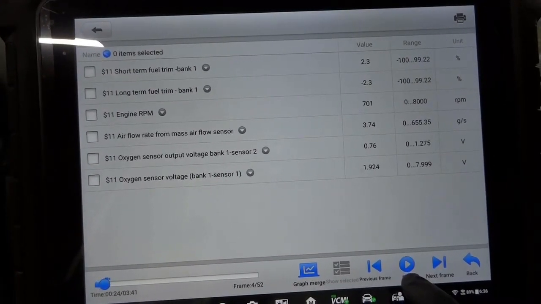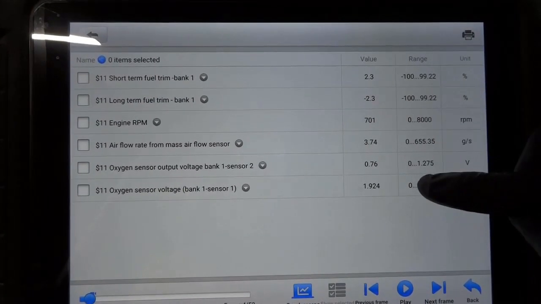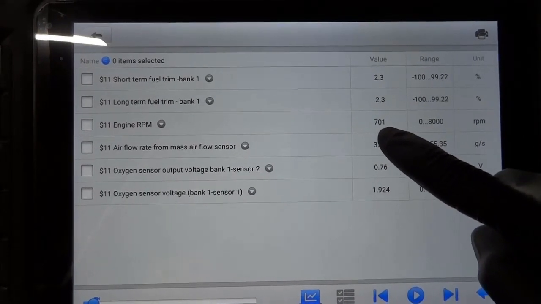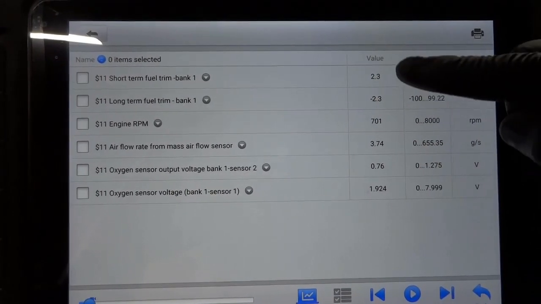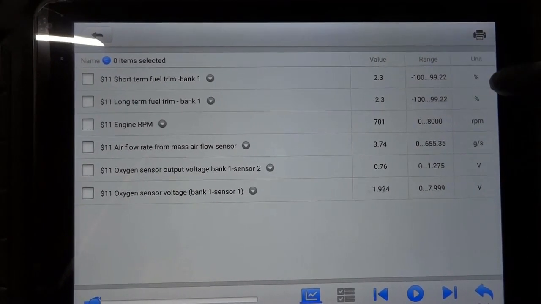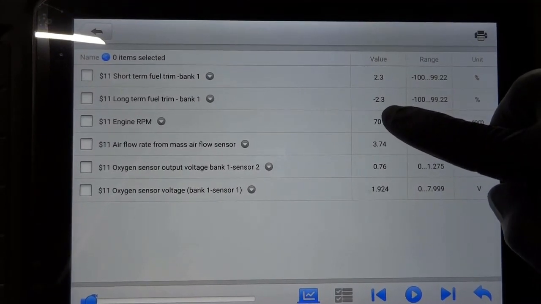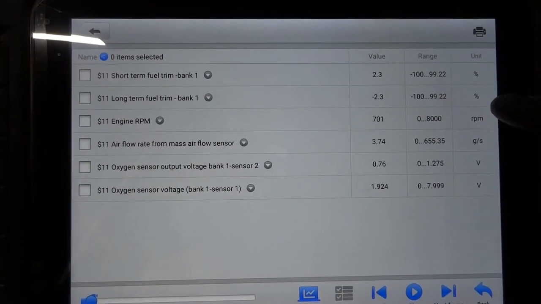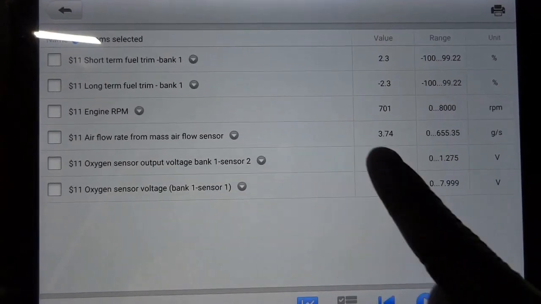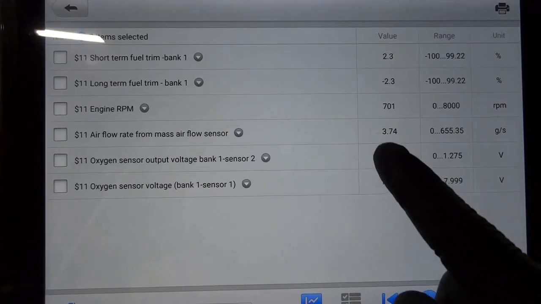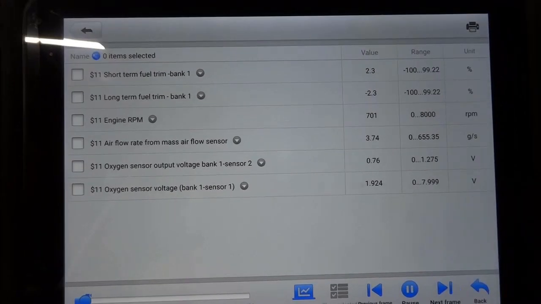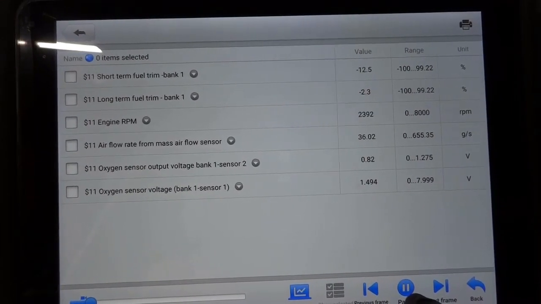So let's pause this. We're gonna analyze this data at idle speed first. So over here at 700 RPMs, our fuel trim numbers were good. So we had 2.3% on the short term and then minus 2.3% on the long term. So this is good. And our mass airflow sensor data PID was 3.74 grams per second. Let's analyze this again at a higher RPM.